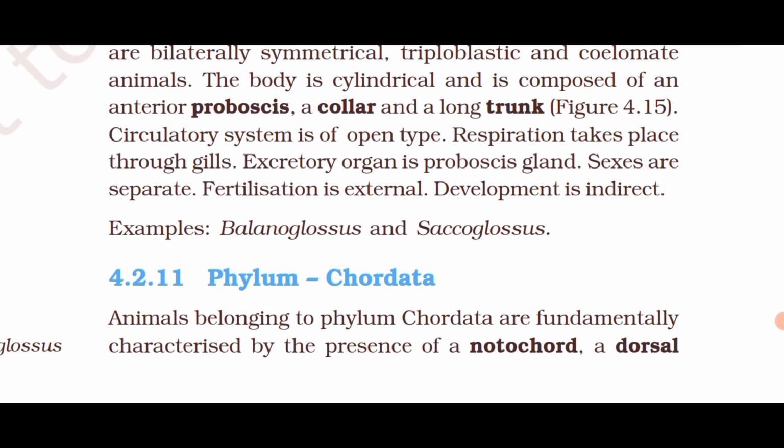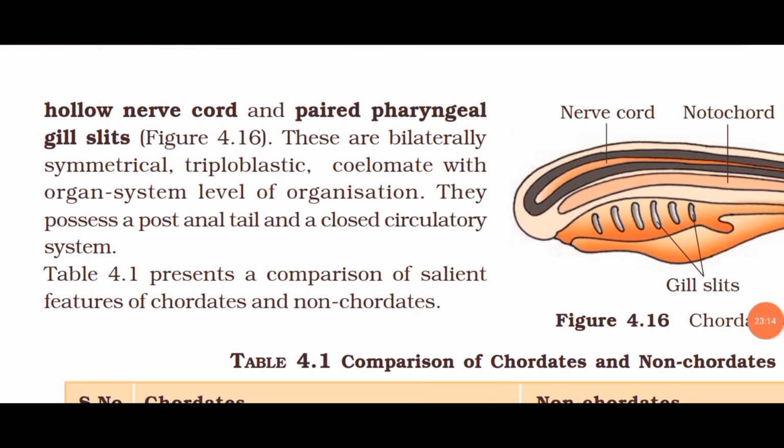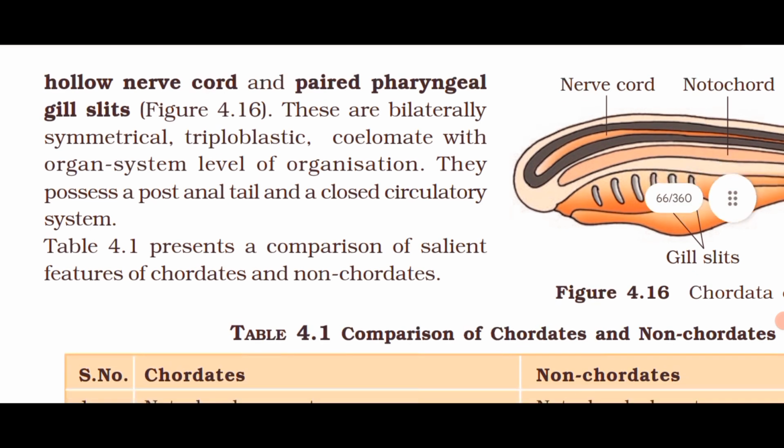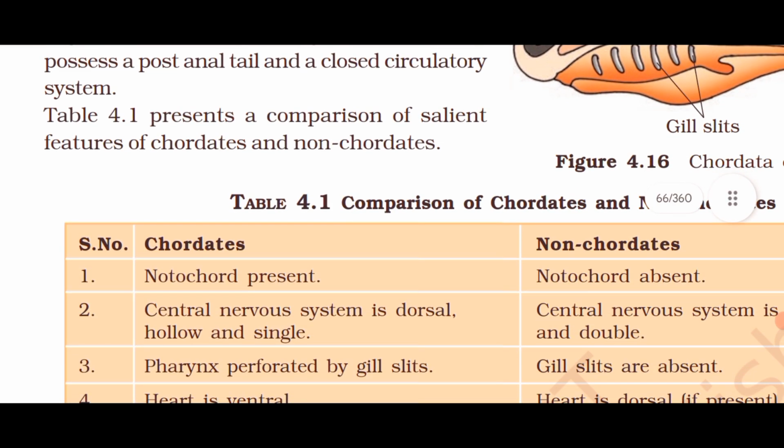4.2.11 Phylum Chordata. Animals belonging to phylum Chordata are fundamentally characterized by the presence of a notochord, a dorsal hollow nerve cord, and paired pharyngeal gill slits. These are bilaterally symmetrical, triploblastic, coelomate with organ system level of organization. They possess a post-anal tail and a closed circulatory system. Table 4.1 presents a comparison of salient features of chordates and non-chordates.